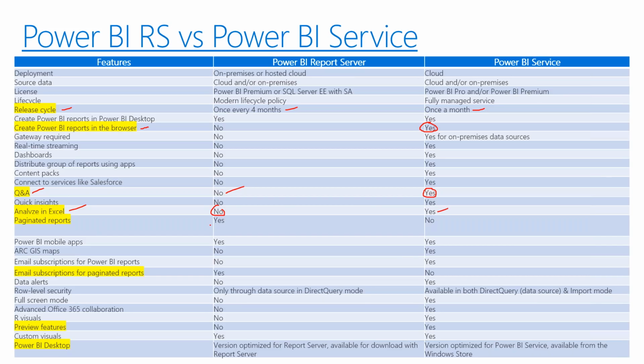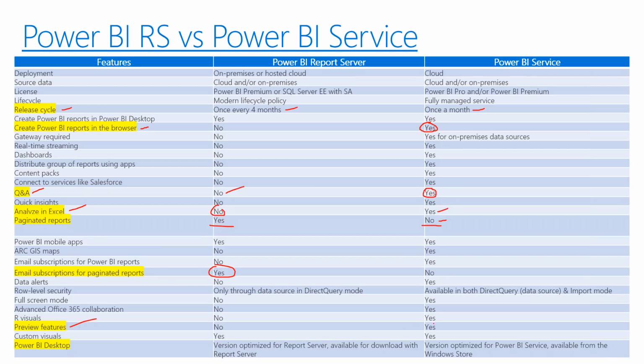Paginated reports you can do in Power BI Report Server. You cannot currently do that in the Power BI service. This is going to change in the very near future, but for now, you do not have the capability to take an RDL file, an SSRS report, and publish that into the Power BI service. But that's going to change quickly, and I'll have to update the slide. Email subscriptions for paginated reports: obviously, paginated reports only exist in Power BI Report Server, so that's a differentiator too. Data-driven subscriptions is another thing that Power BI Report Server can do that the Power BI service can't.